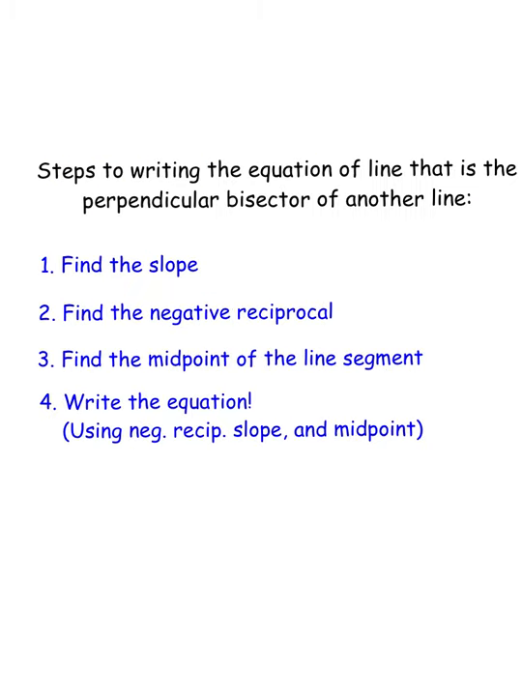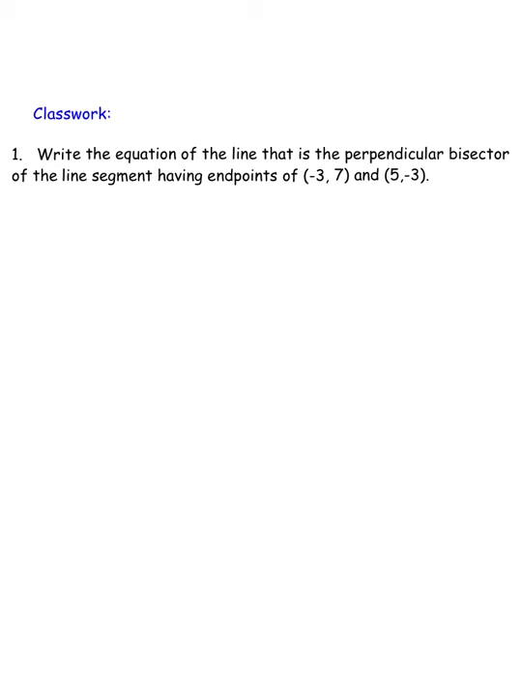So if we want to write the equation of a line that is the perpendicular bisector of another line segment, it should say segment on there. First, we're going to find the slope. Then we're going to flip and negate it, to get the negative reciprocal of that slope. We're going to find the midpoint of the line segment given to us. And then we're going to write the equation using the negative reciprocal slope and the midpoint.